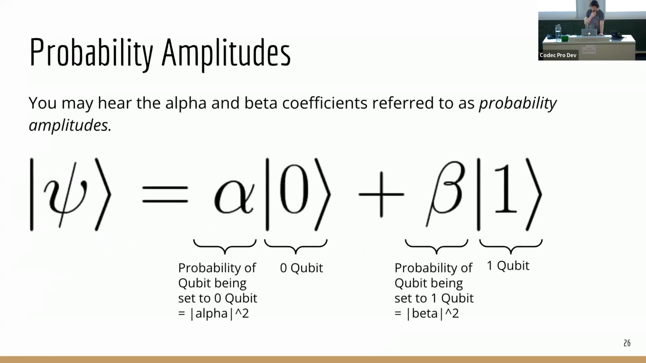And because of this property, you may also hear of these coefficients alpha and beta referred to as probability amplitudes, because if you look at them, you can easily determine what the probabilities are of this qubit collapsing to the 0 ket or the 1 ket.